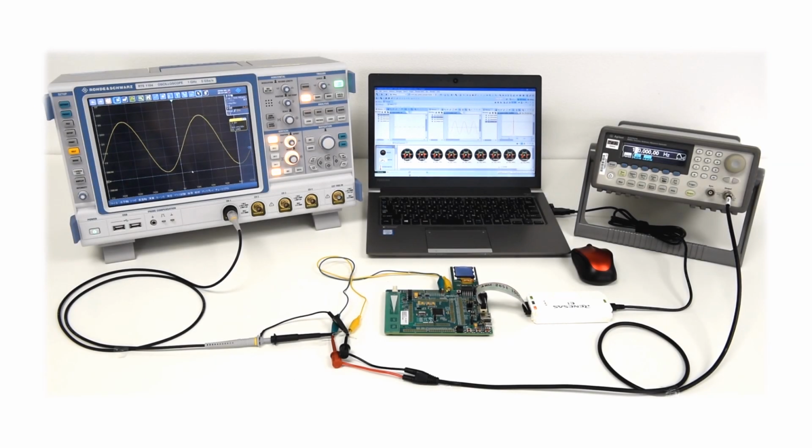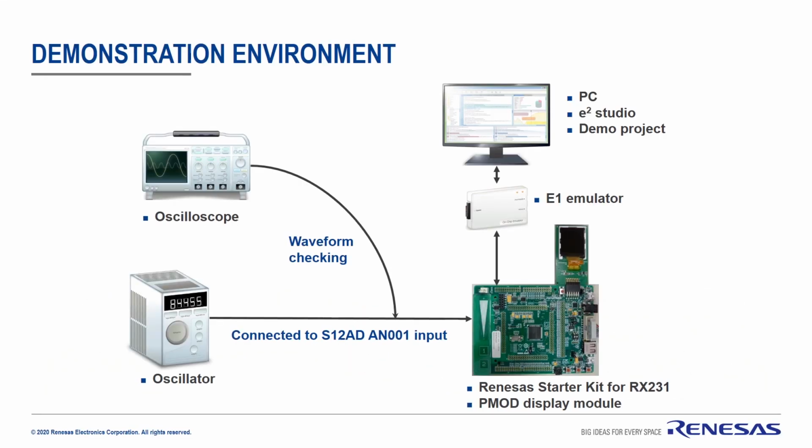Now, let's actually run the demo system. This demo uses the evaluation board, Renesas starter kit for RX231, E2 Studio IDE, an oscillator, and an oscilloscope. This shows the connections of the boards and instruments.